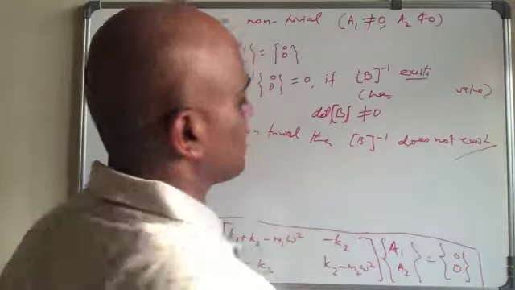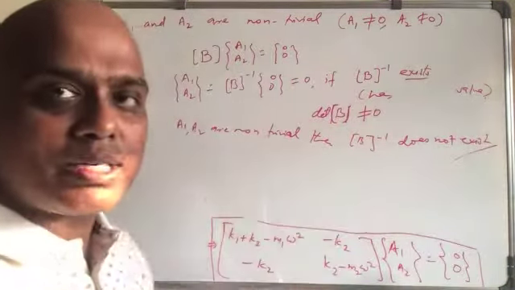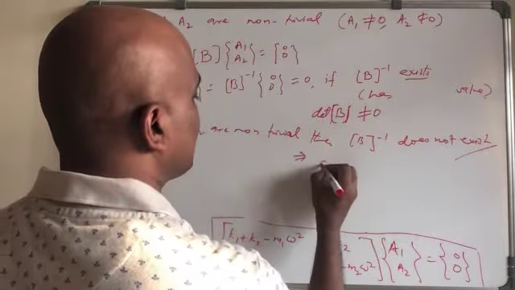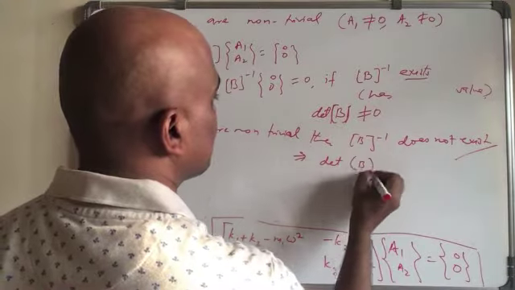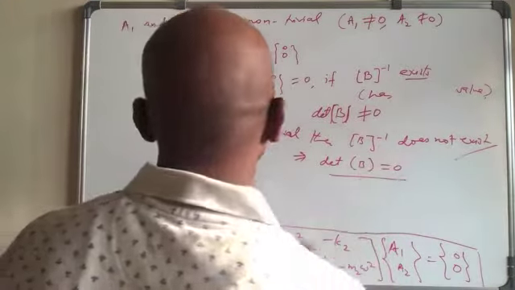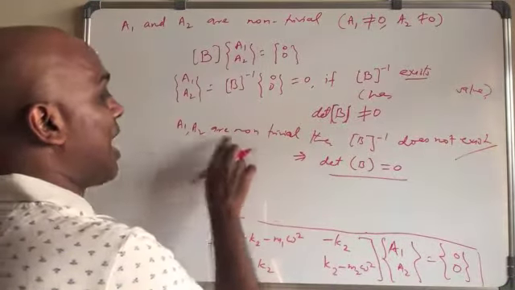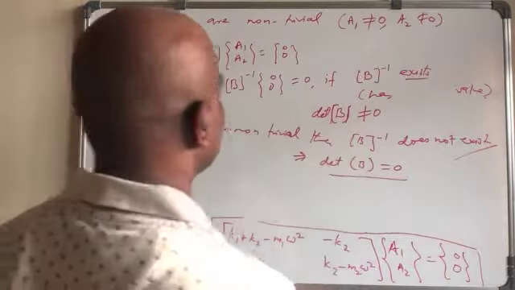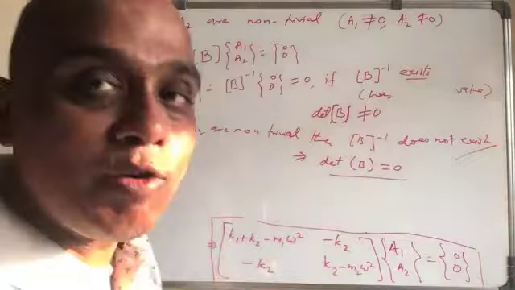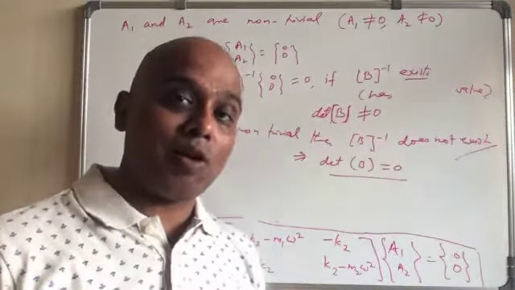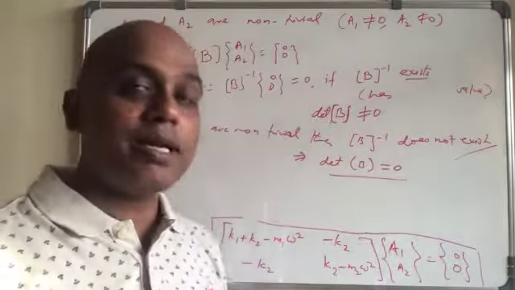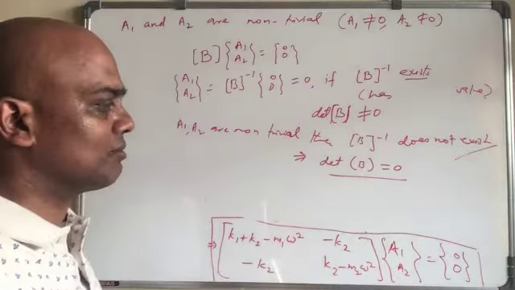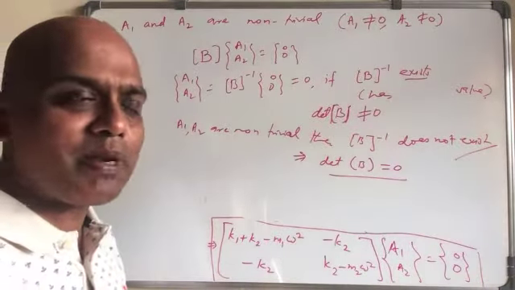Means it's difficult. This will be like infinity, all terms in infinity, something like that. That exists. That really means the determinant of B has to be equal to 0. So if A1 and A2 are non-zero, then the determinant of B has to be 0. Okay, this is not new. You must have studied this already in your linear algebra class, in the matrix algebra class, probably in first year.